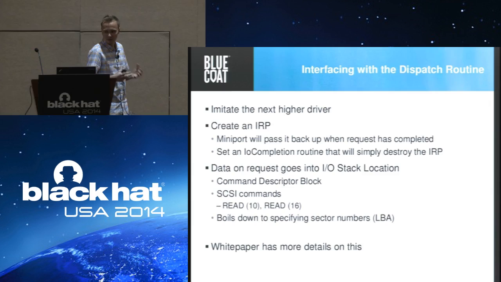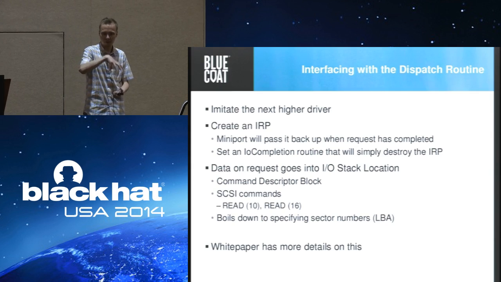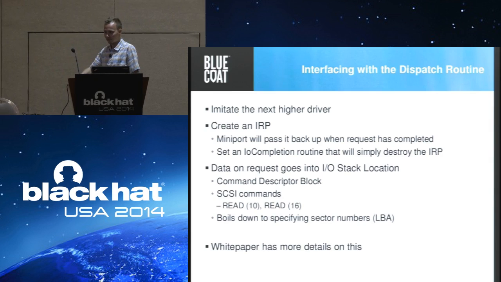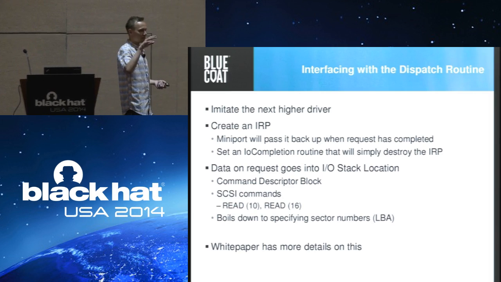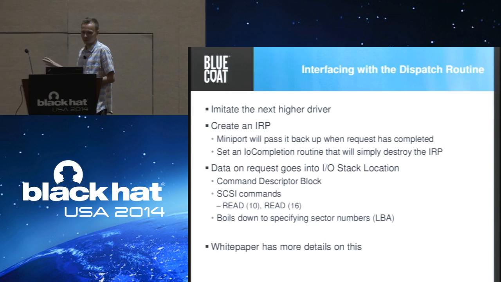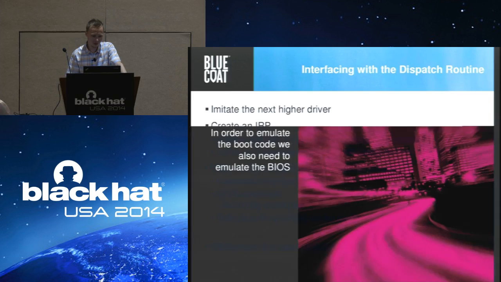So just a few points on how you actually interface with the dispatch routine. You pretend like you're the driver that sits just on top of the Miniport driver. Normally, the Miniport driver will expect the IRP to be passed down to it, and when it's done, it will pass it back up. So we'll just create an IRP and give it to the Miniport driver, while at the same time registering an IO completion routine so that we get called when it's done, and then we just destroy the IRP afterwards. There are a few details on how you do this, and I just want to refer to my white paper. It really boils down to just specifying the sector number as a logical block address.